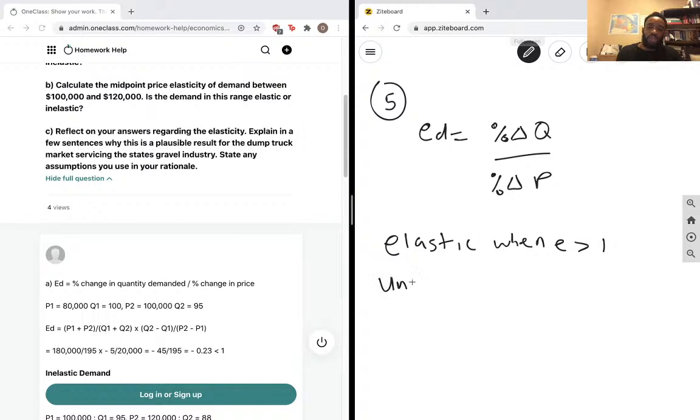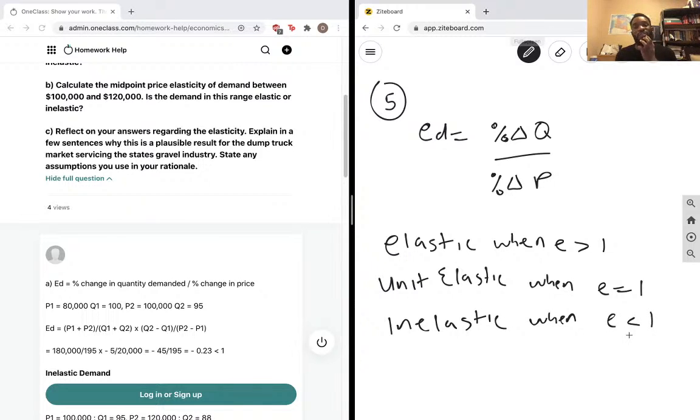It is unit elastic when E equals 1, and it is inelastic when E is less than 1. Now we know as price increases, demand is obviously going to decrease, so that's why there's a negative sign. But this number right here, because it's less than 1, it qualifies as inelastic demand.